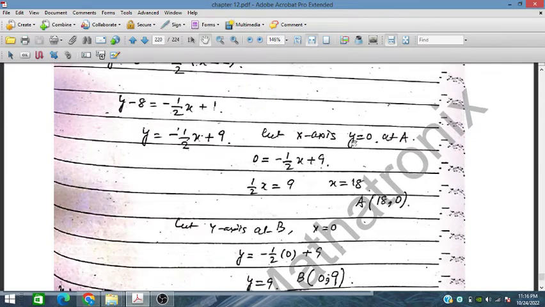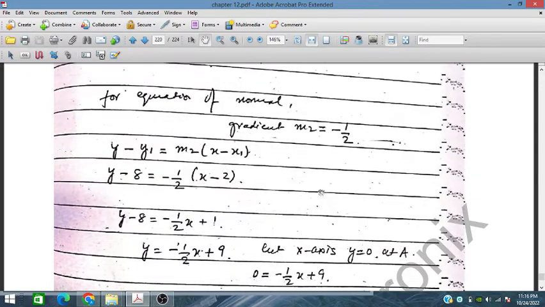So this is the equation of the normal, and it cuts the x-axis where y is equal to 0 at A. So this becomes x is equal to 18. So this point, where y is 0 and x is equal to 18, is the point A, and similarly the y-axis point is there.